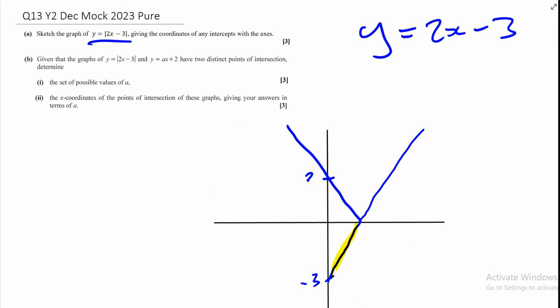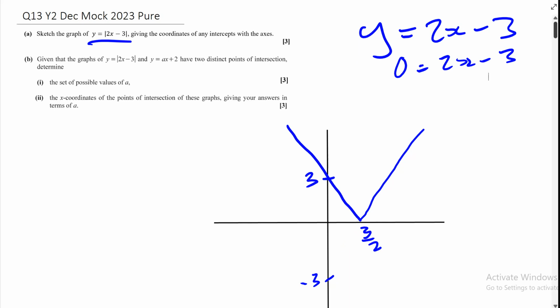And this is going to be plus 3. This will be 3 over 2 because you just put y equals 0 and solve it. And that's it, really. You just want to get rid of that. And that's the answer.